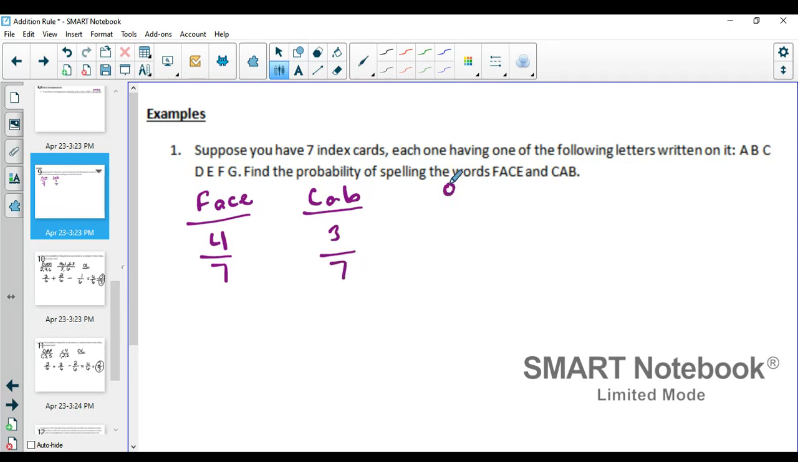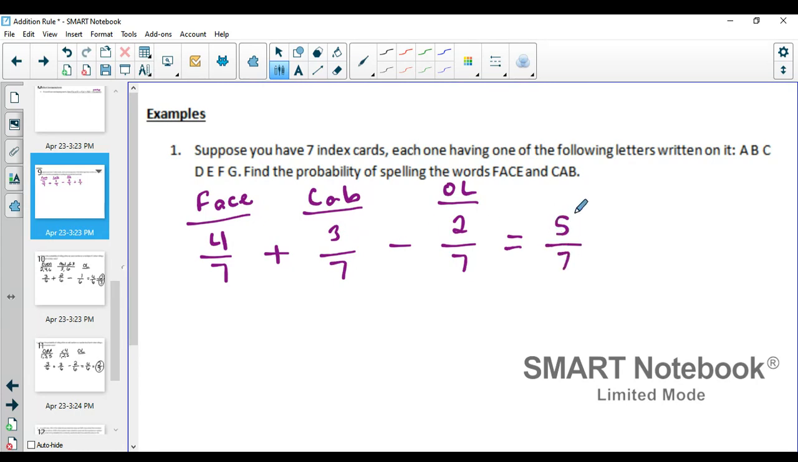Okay. But there's an overlap because face and cab share letters. So they both have an A and they both have a C. So they have an overlap of 2 because that's how many letters they have in common. So they're sharing 2 letters, so the overlap is 2. Now what we do is we add these first 2 and then subtract the overlap. So 4 plus 3 is 7, and 7 minus 2 is 5.